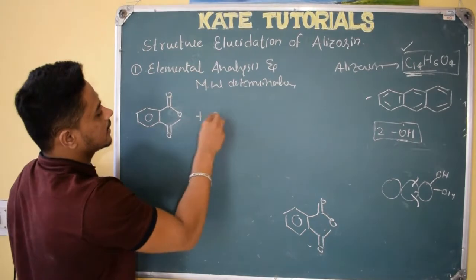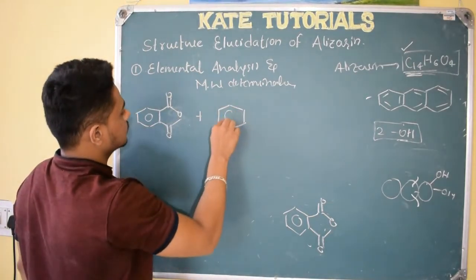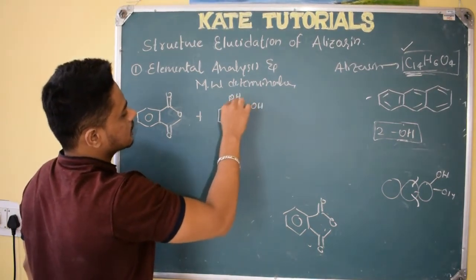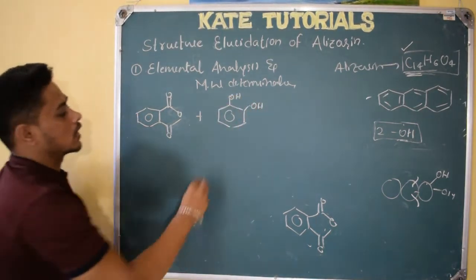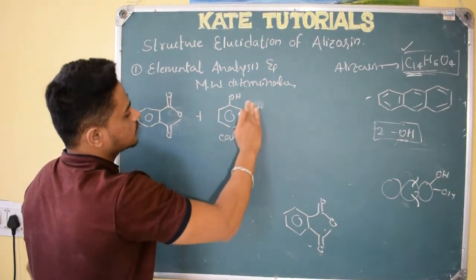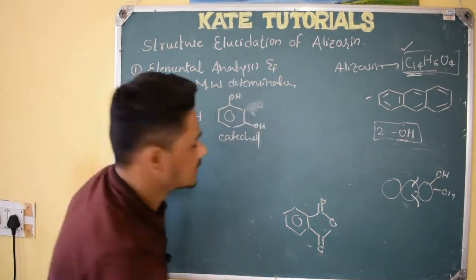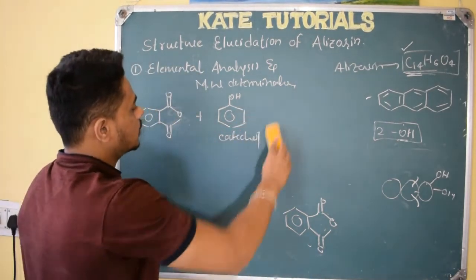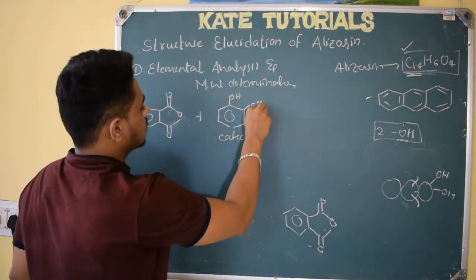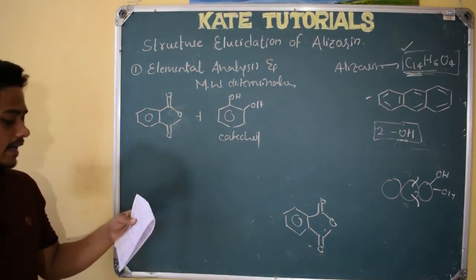To this I will add catechol. Catechol means phenol with adjacent 2 OH groups. If one OH was here and one OH was here, this is called resorcinol. These things you know, right? So I took only this catechol. So they took this phthalic anhydride and catechol.